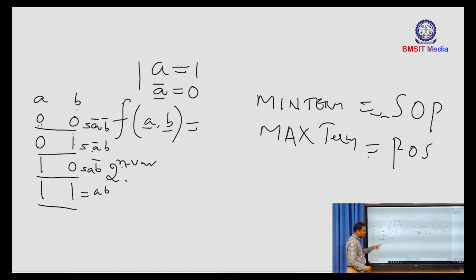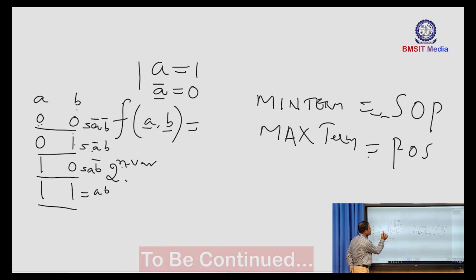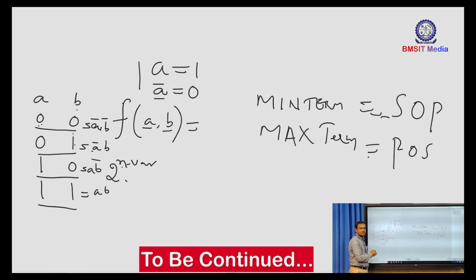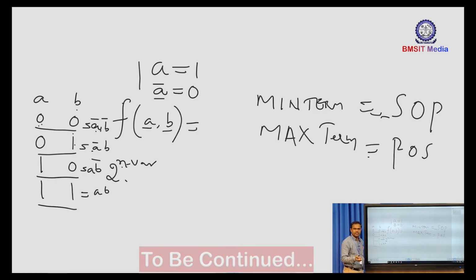Now, if you look at this particular table that I have written here, A bar B bar, I call this one product term. This is one product term because look here, A bar dot B bar. Dot is nothing but a multiplication operation.